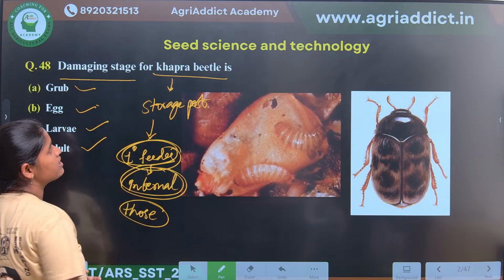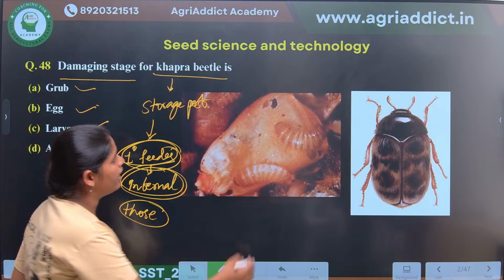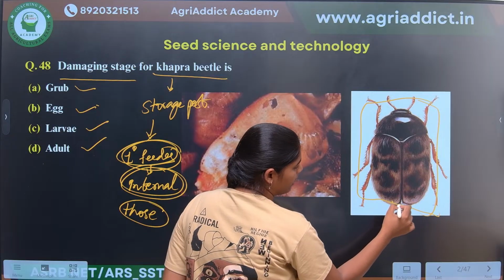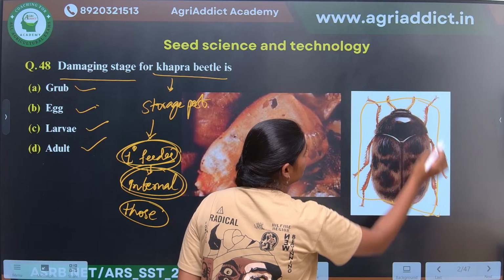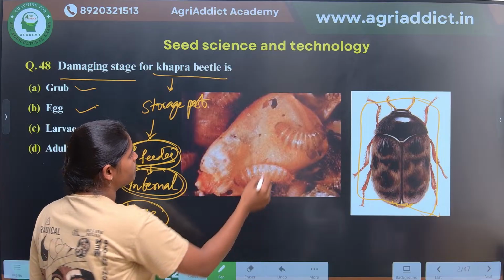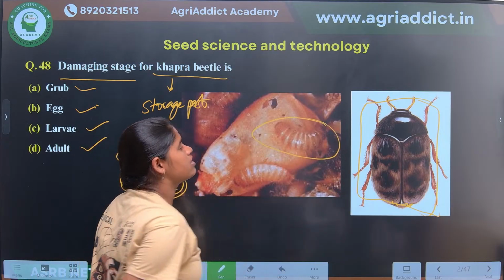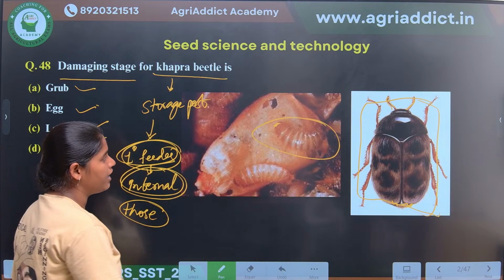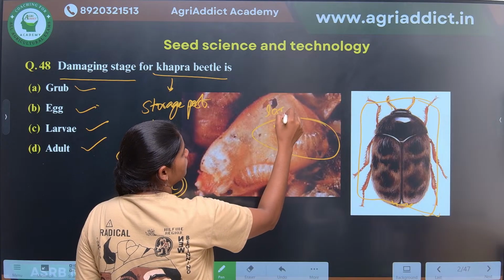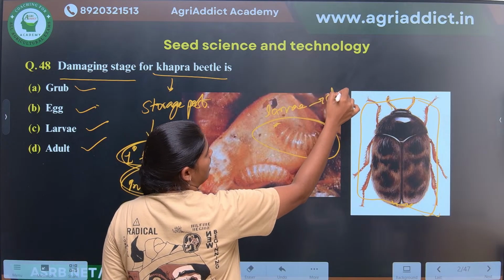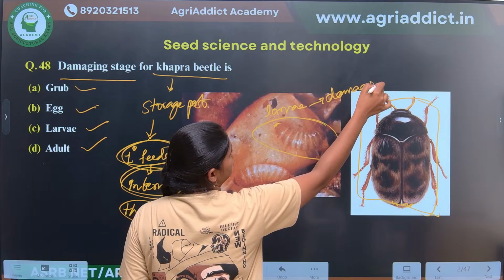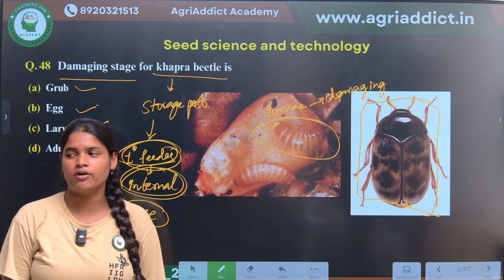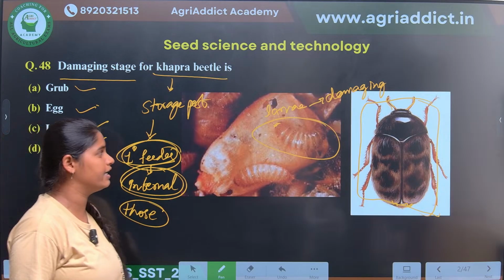And what is the damaging stage for Capra beetle? So here in this diagram, you can see this is a Capra beetle, which is a brown colored body with hairs, right? But the damaging stage for this beetle is larvae. It's also brown color with cushion hairs at the posterior end of the larvae, right? So this larvae is the damaging stage in Capra beetle. How to remember this? Since you have so many storage pests which are very important, in that you have to remember which are primary, secondary, internal and external.